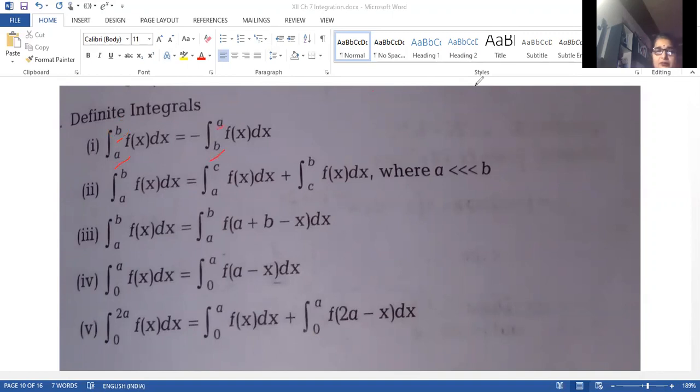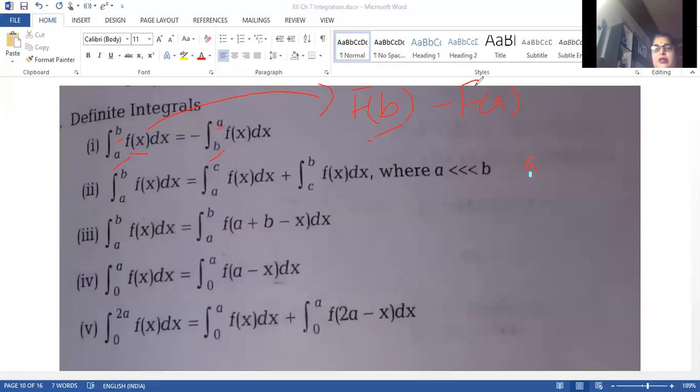Clear? You can prove it also. What is the integral from a to b of f(x) dx? Suppose small f(x) is the function and capital F(x) is its integration. Then we put the limits first b, then a. So it is F(b) minus F(a). This will be your answer in the LHS.